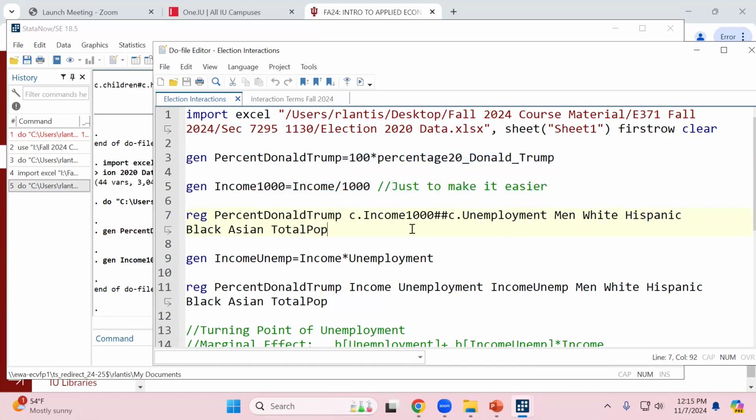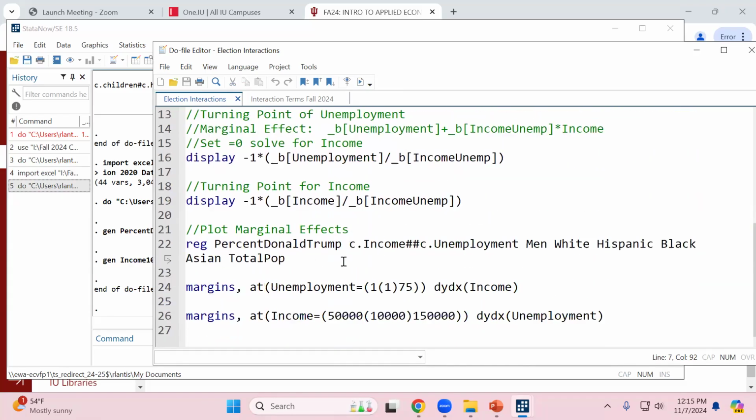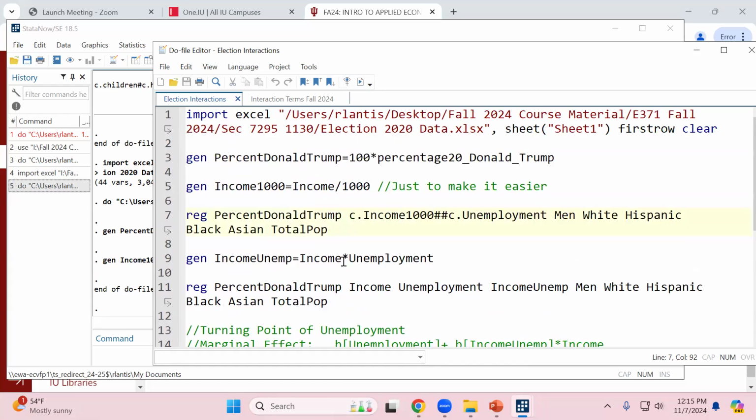Now, what I can do here is, let me see. Yeah, okay. So I'm going to run this regression where I've got income in thousands and I interact it with unemployment.